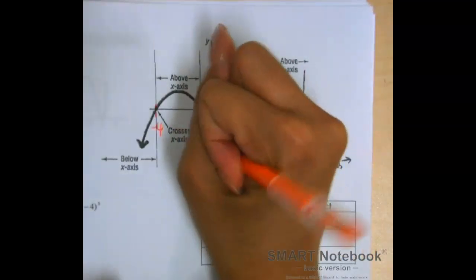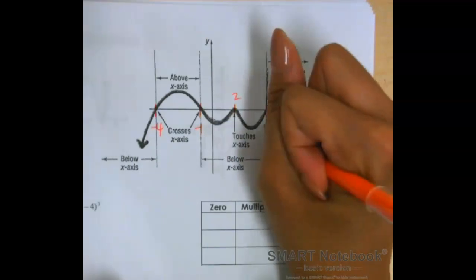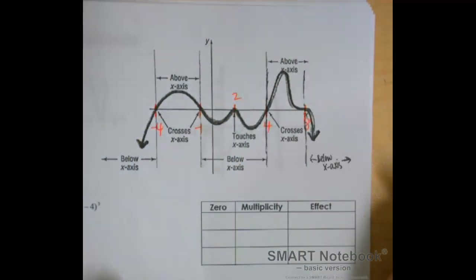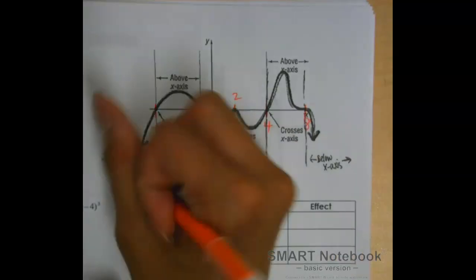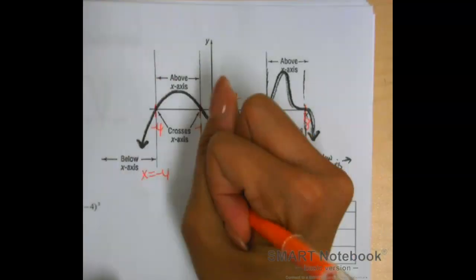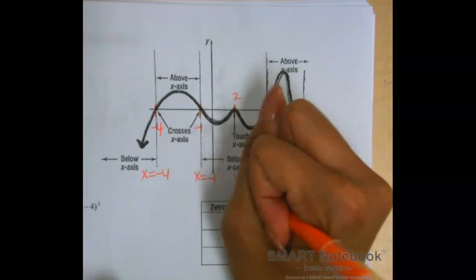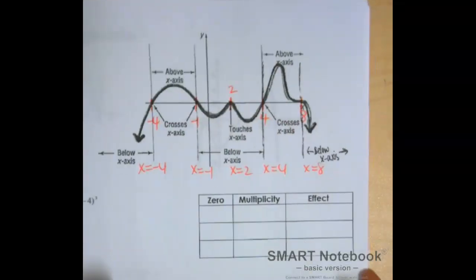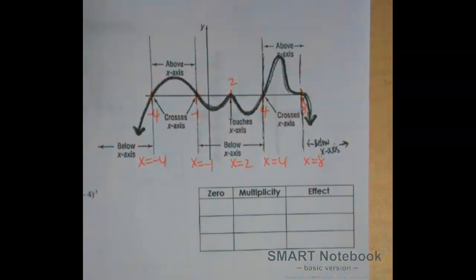I'm going to give just some random numbers to each of them. Here's negative 4, negative 1. I like 2. 4 is even, and it's my favorite number. We'll use that. And this number down here will make 8. So we have 5 x-intercepts. They are x equals negative 4, x equals negative 1, 2, 4, and 8. I'm just giving it some numbers.